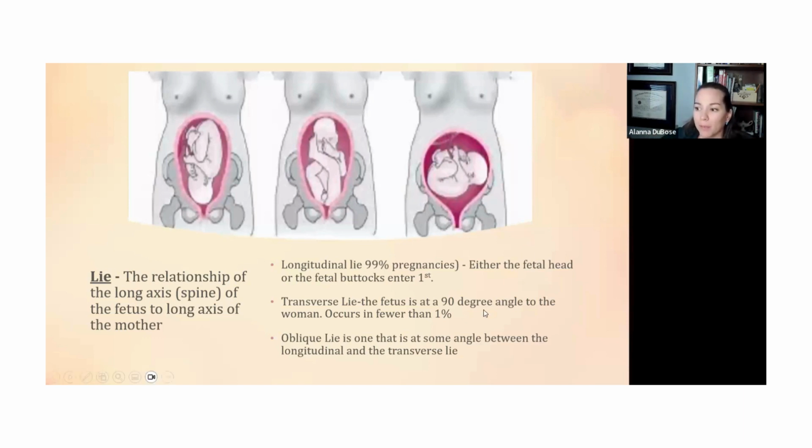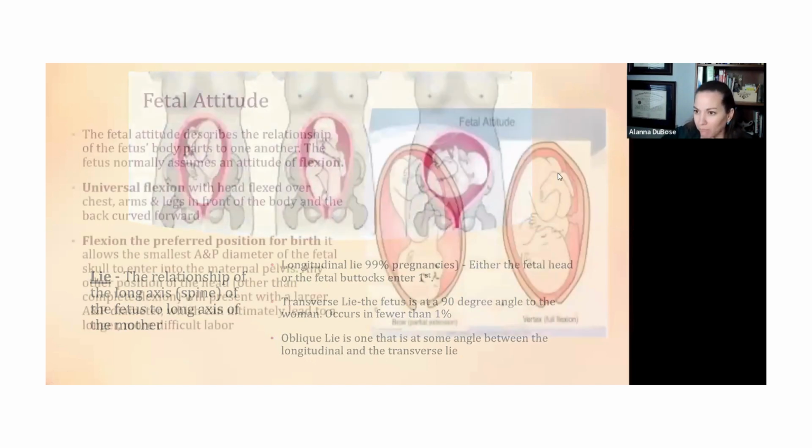But sometimes the baby is transverse, like we just talked about this way, and then that might be the shoulder presentation. And sometimes they are oblique, which is just anything in between those two. They're just off a little bit.